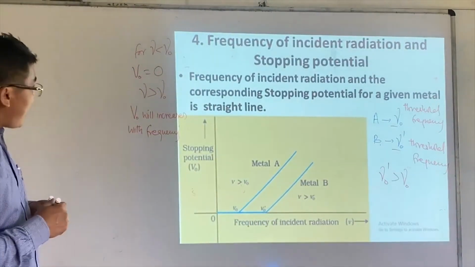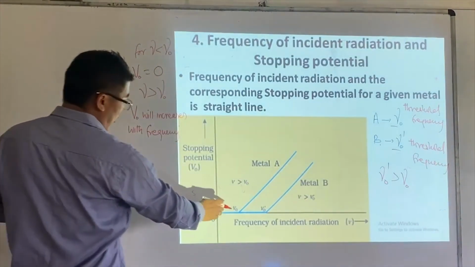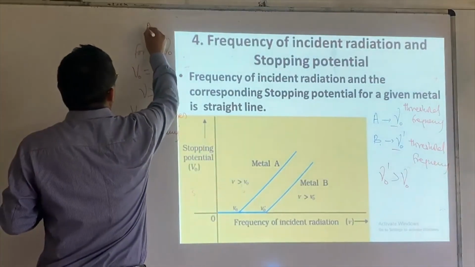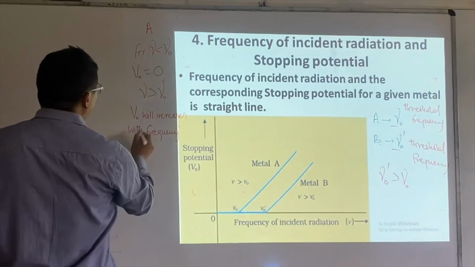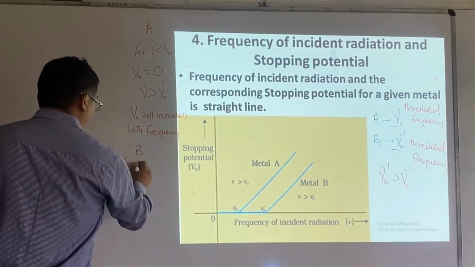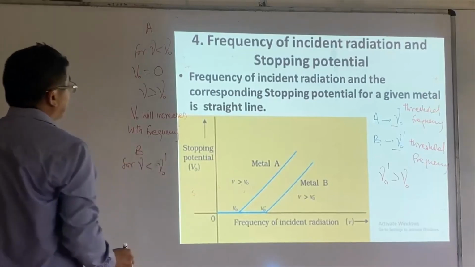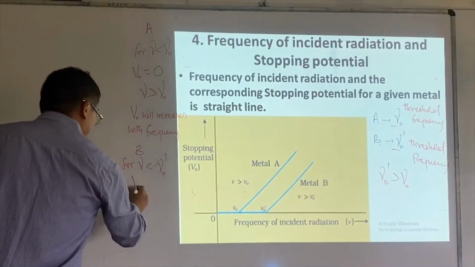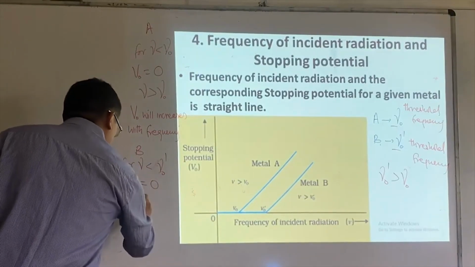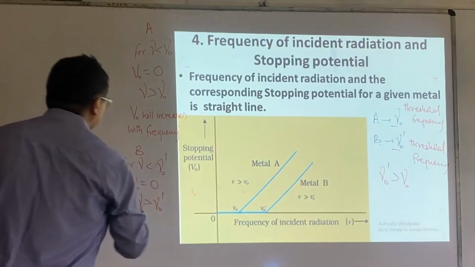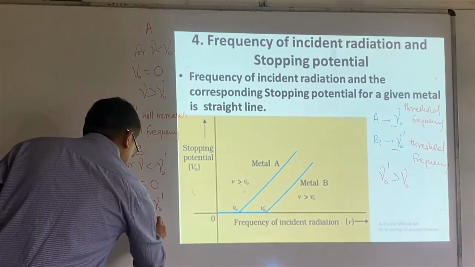This is for metal A. And then metal B, again the same. For mu less than mu naught 1, stopping potential is again zero. Now once mu is more than that, the stopping potential will increase.